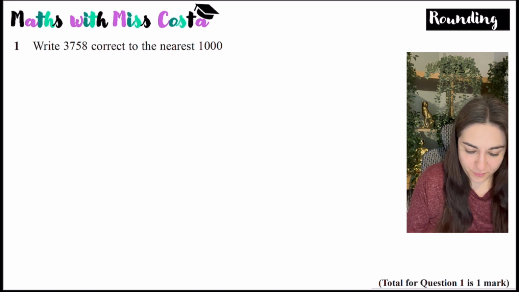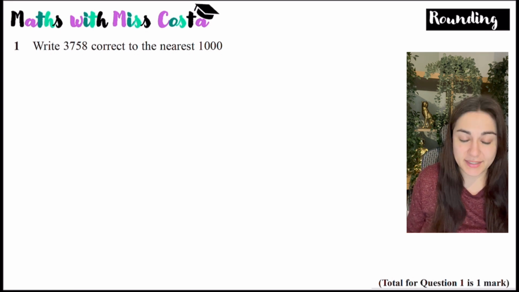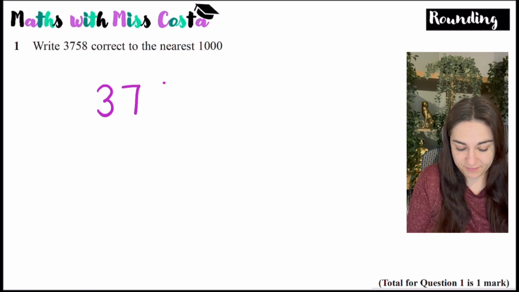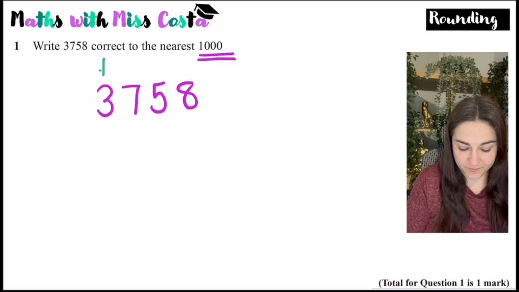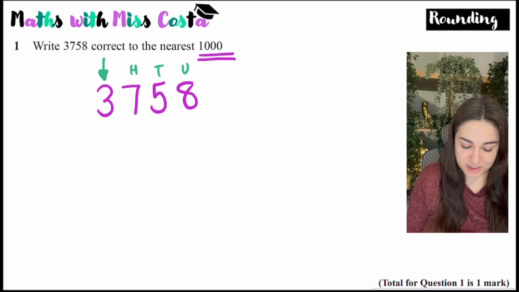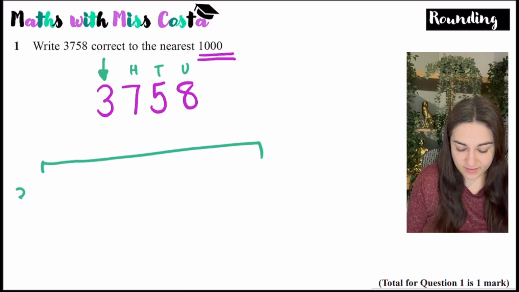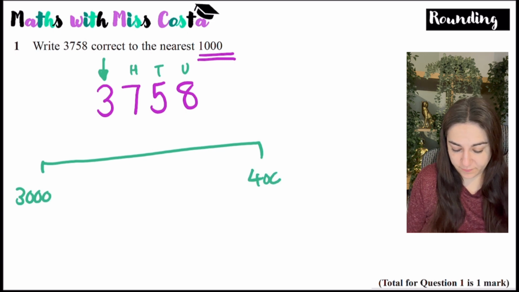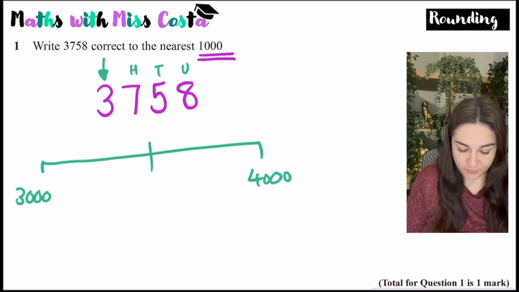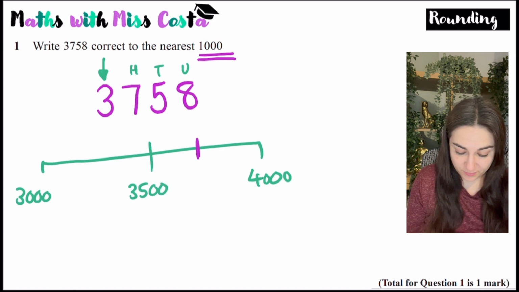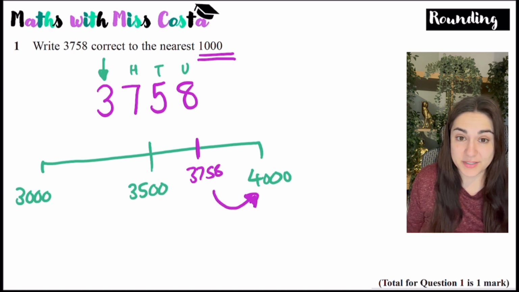Okay, so to start off with, we've got a rounding question. I'm being asked to round 3,758 to the nearest 1,000. So the thousands column is this one here. This would be the hundreds, this would be the tens, and this would be the units. So I'm deciding essentially whether it is between 3,000 and 4,000. I know that halfway between 3,000 and 4,000 is 3,500, and 3,758 would be roughly somewhere here. So it's going to round up to 4,000.